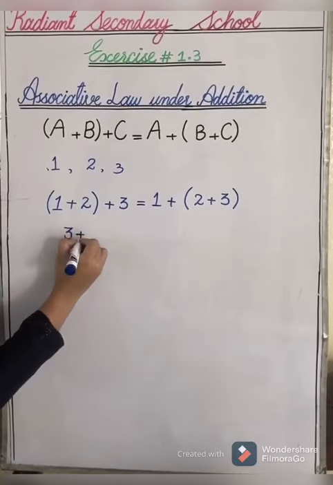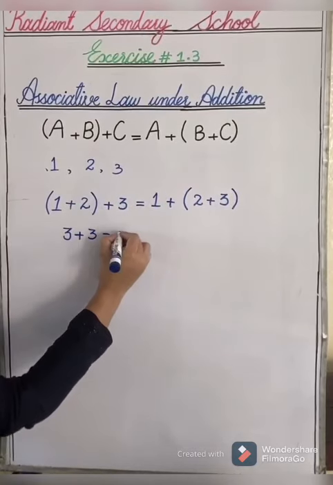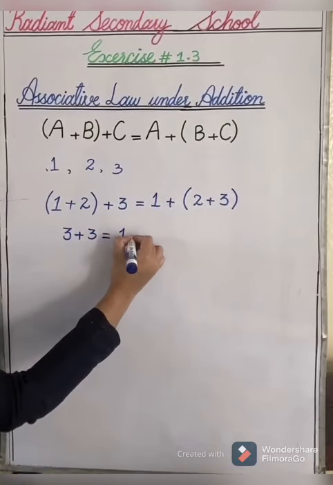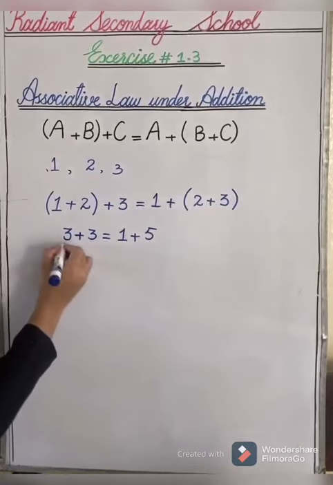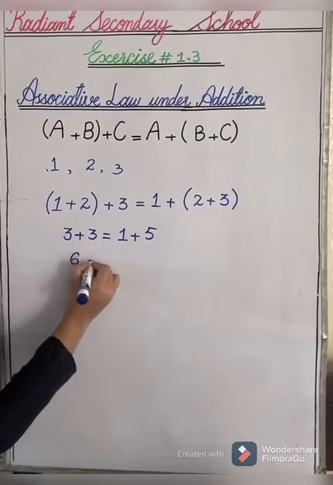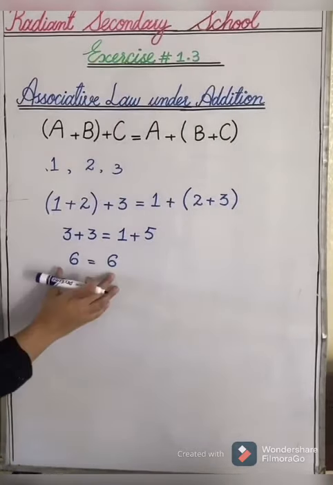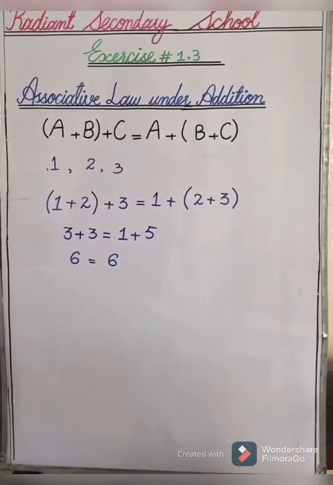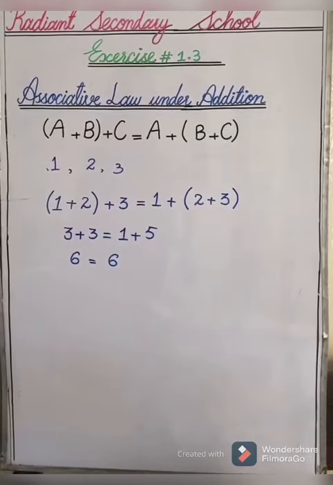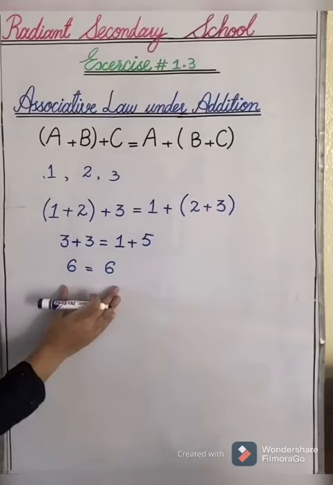And now 3 plus 3 will be on this side, and again 1 will stay as it is, plus 2 plus 3 is equal to 5. Now 3 plus 3 is equal to 6 and 1 plus 5 is equal to 6. We can see that both sides are equal, which means that associative law under addition holds. Same will be the case of matrices.